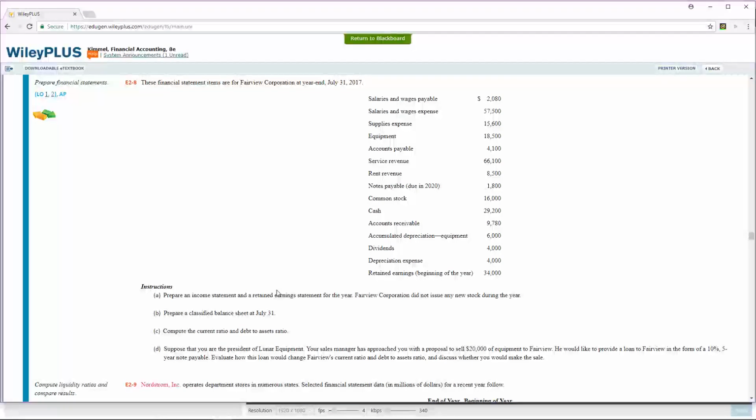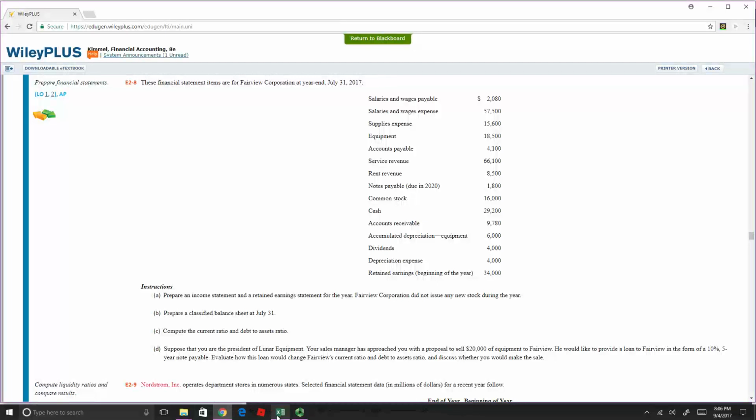So in this exercise, we have Fairview Corporation. At year-end, July 31st, 2017, we've been given various accounts, the balances in each of these accounts. In parts A and B, we've been asked to prepare the income statement, statement of retained earnings, and a classified balance sheet. And we've also been told in part A that the company did not issue any new stock during the year. In part C and D, they've asked us to do some analysis, and we'll get to that after we prepare our financial statements.